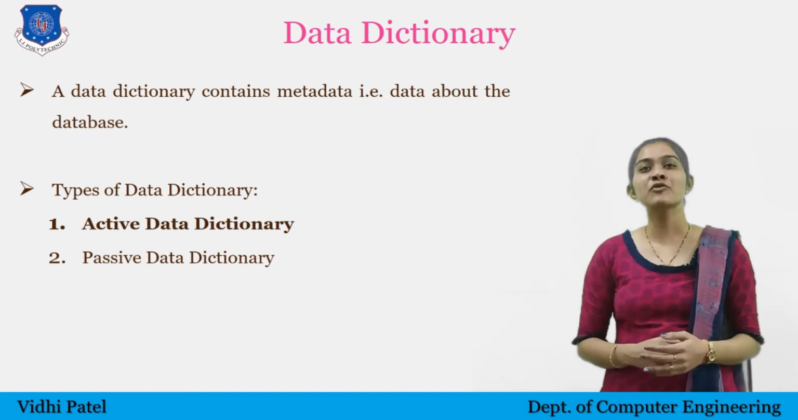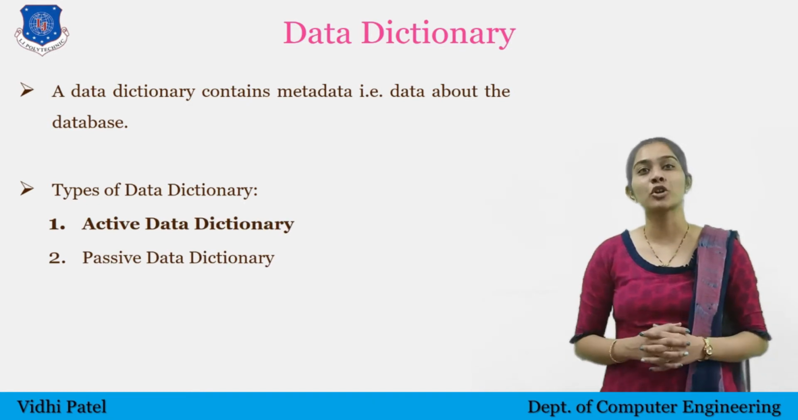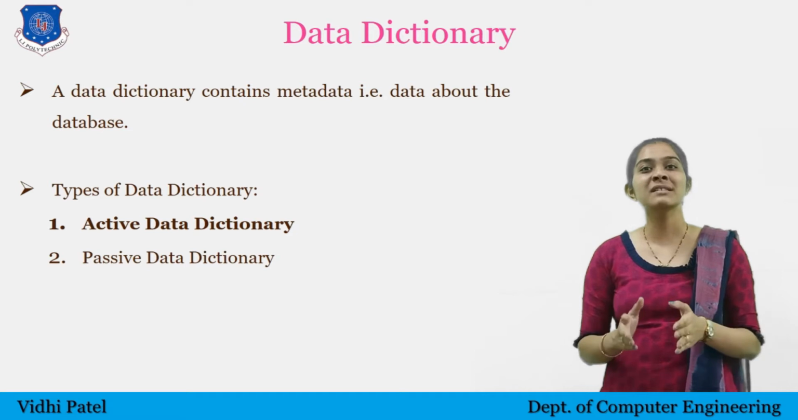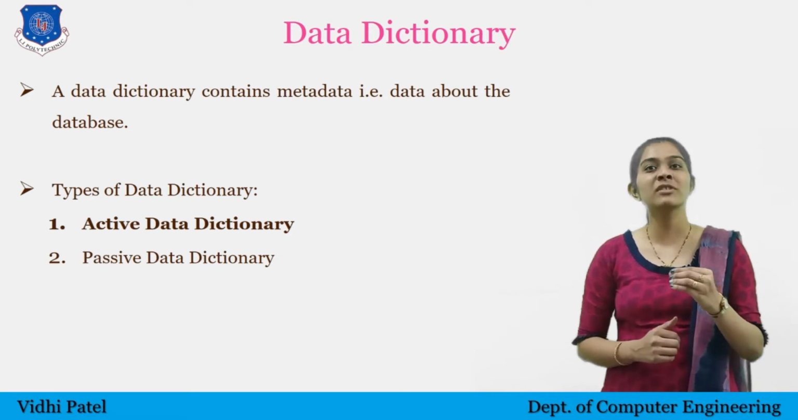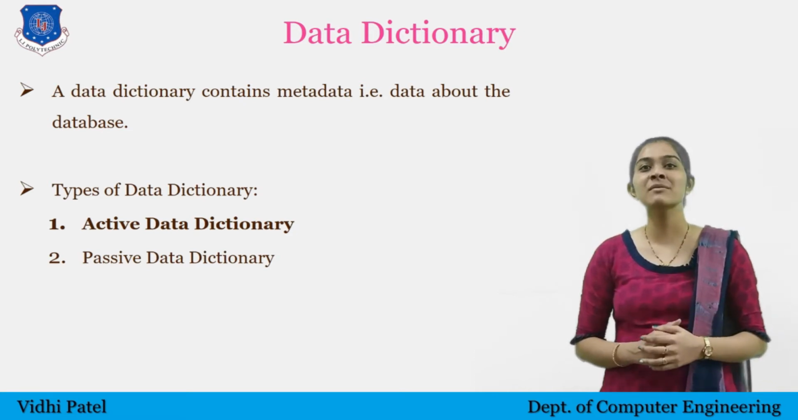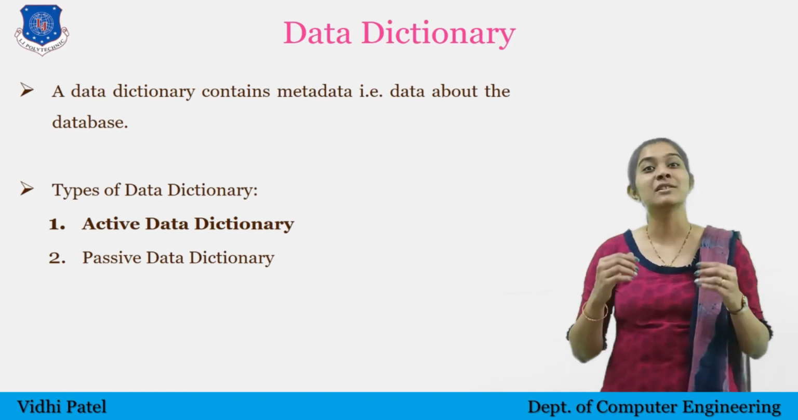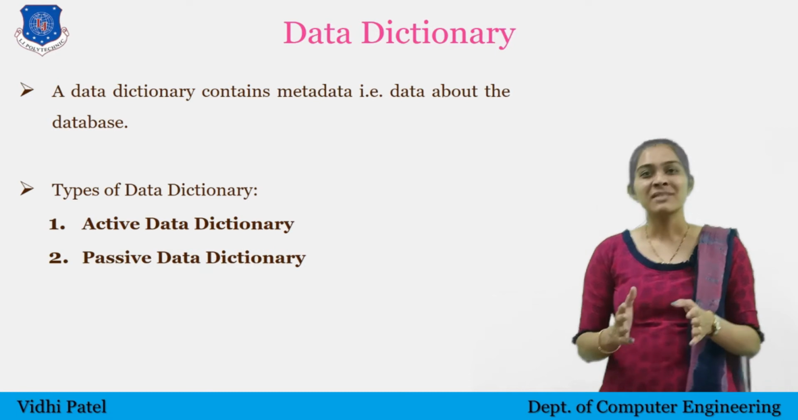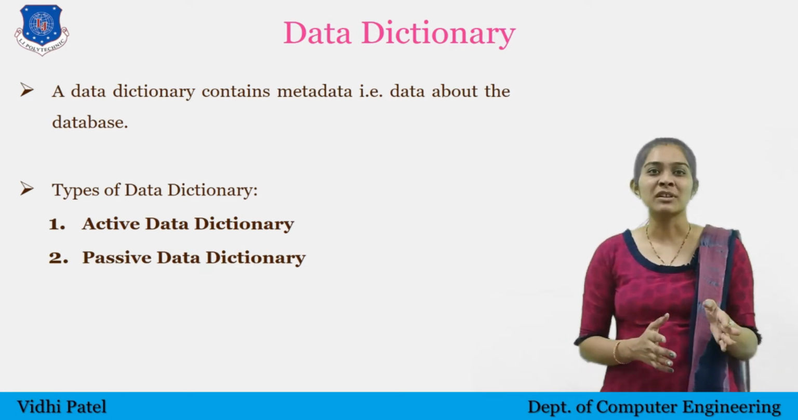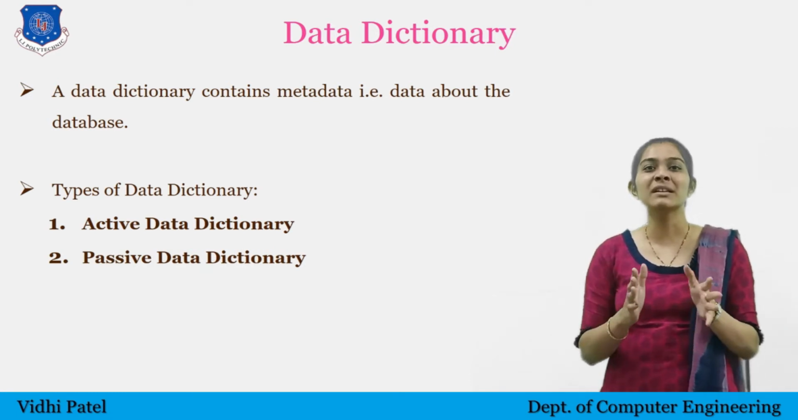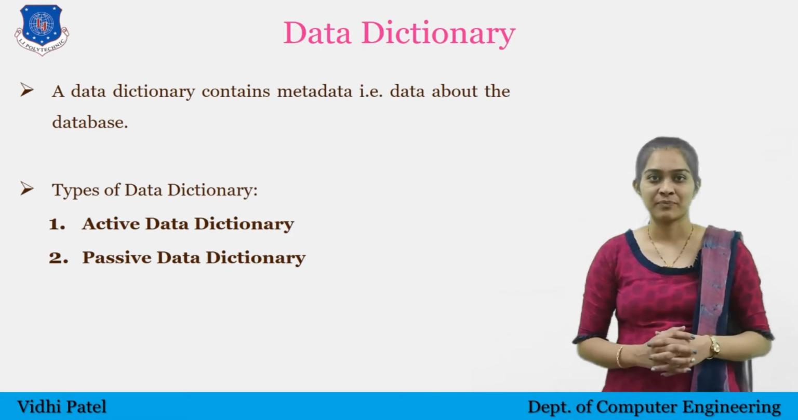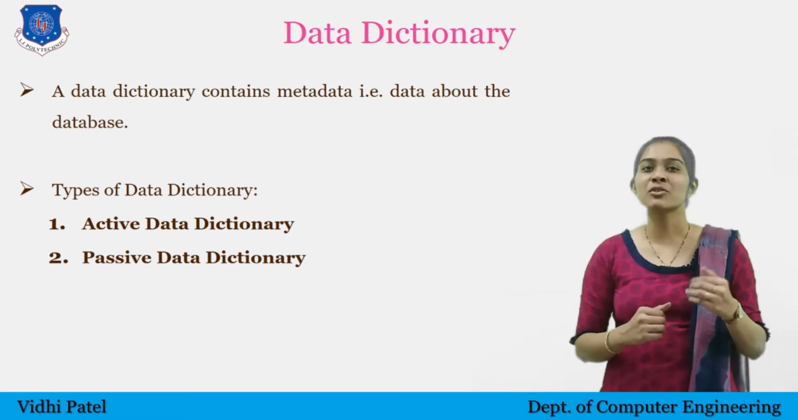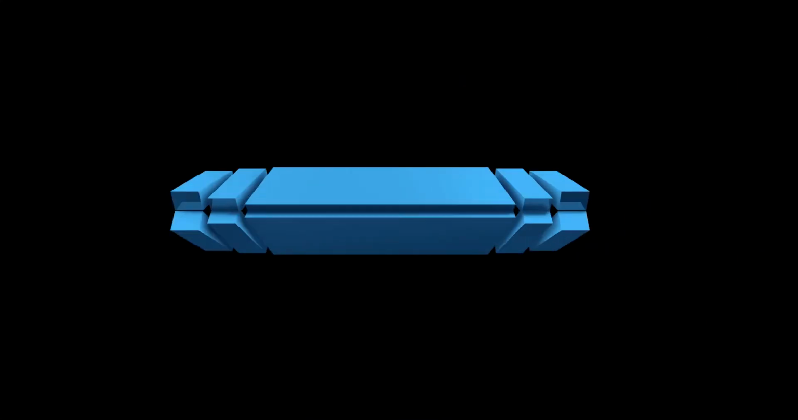The DBMS software manages the active data dictionary automatically. The modification is an automatic task and most relational database management systems have an active data dictionary. It is also known as integrated data dictionary, whereas a passive data dictionary is managed by the user and is modified manually when the database structure changes. It is also known as non-integrated data dictionary.